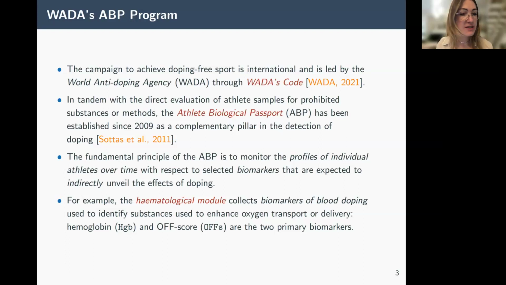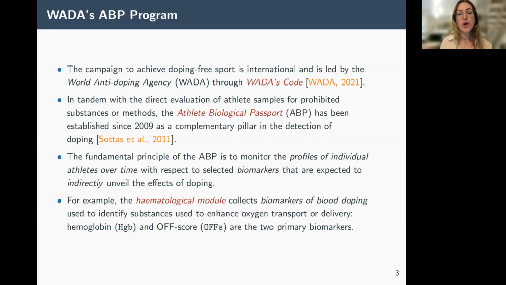may indirectly suggest the effect of some doping abuse. One example, there are different modules within this athlete biological passport. One of these is the haematological one, which characterizes and defines the blood biomarkers. So in this case, for example, athletes may use some substances to enhance oxygen transport or delivery, for example, EPO.